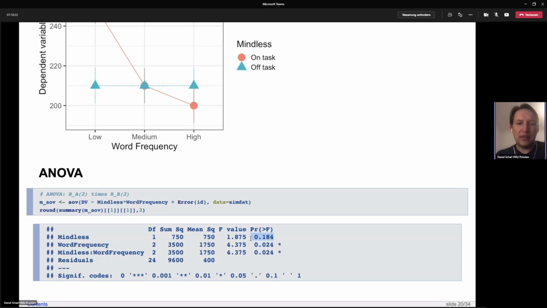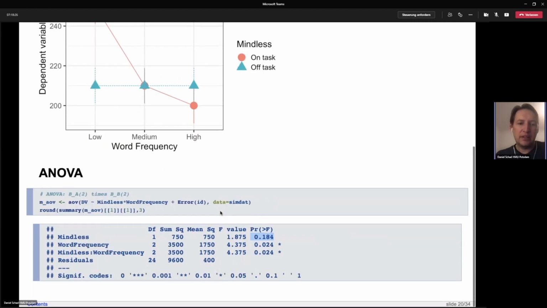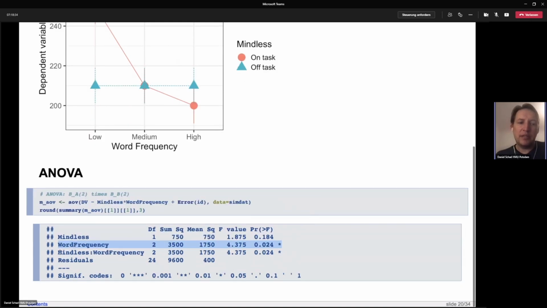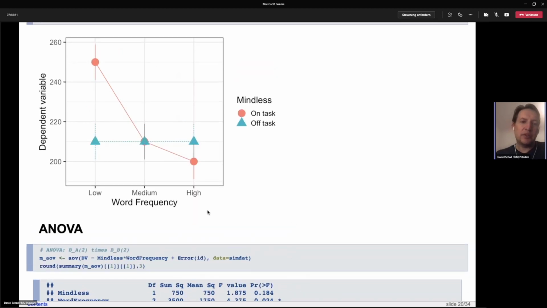The mindless effect is not significant. So the difference between red and green is not there. We can have an effect of word frequency. So somehow word frequency plays into this result. And then we can test the interaction of mindless reading times word frequency, and there we have a significant interaction. Of course, from these results, we don't really know where these effects come from.